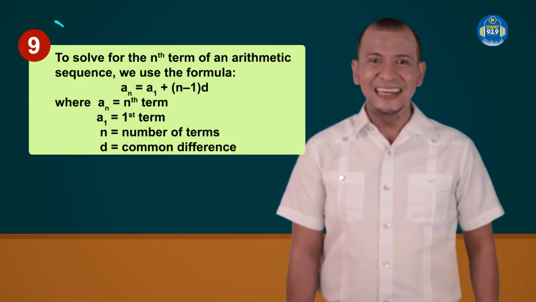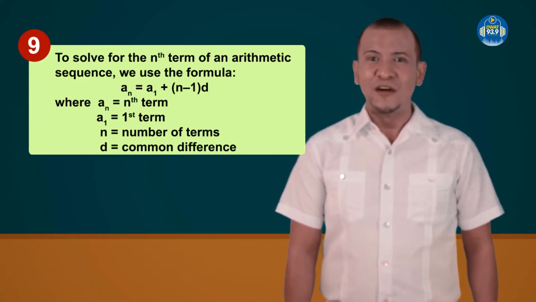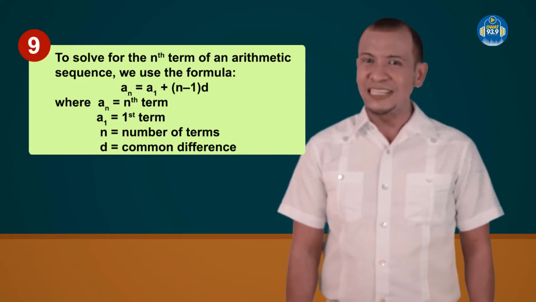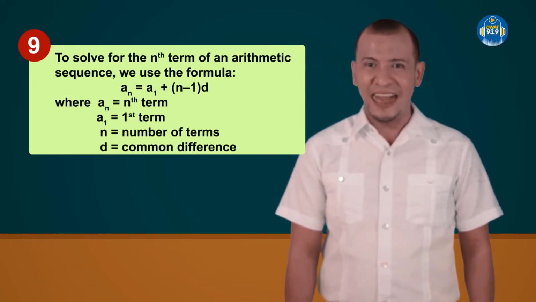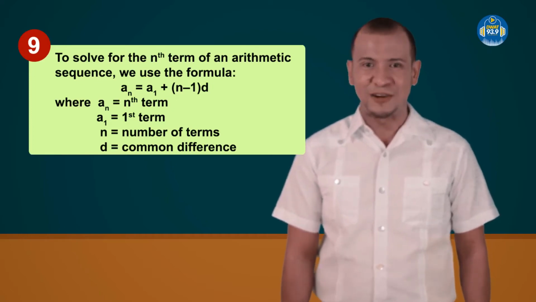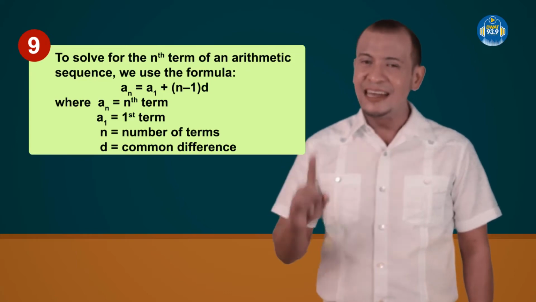And lastly, to solve for the nth term of an arithmetic sequence, we use the formula a sub n equals a sub 1 plus n minus 1 times d, where a sub n is the nth term, a sub 1 is the first term, n is the number of terms, and d is the common difference.